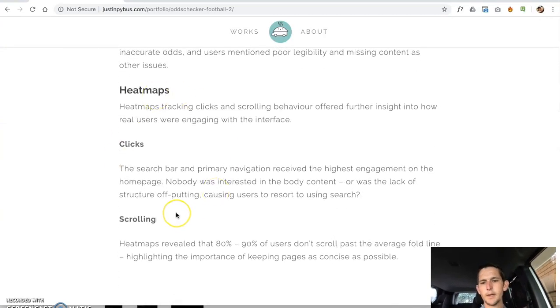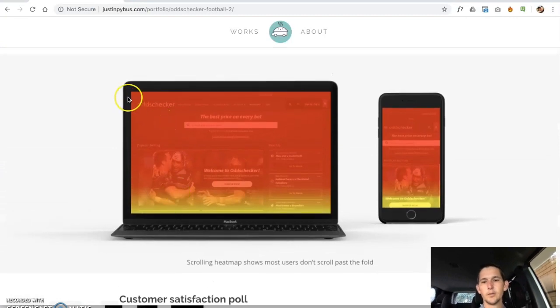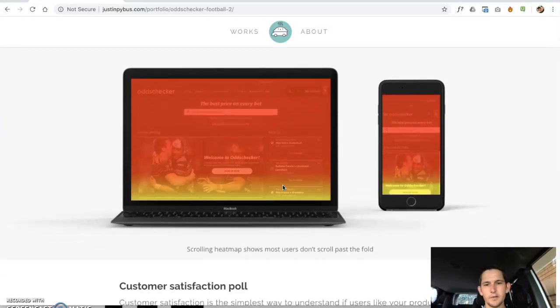We also ran some heat maps to see where people were clicking and where people were scrolling. And what we learned was that most people didn't really scroll very far below the fold. And it highlights the importance of keeping your page as concise as possible.